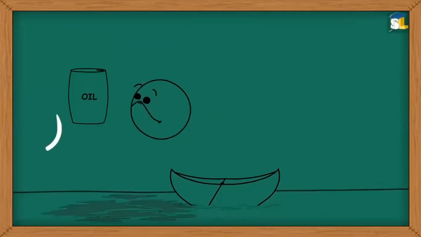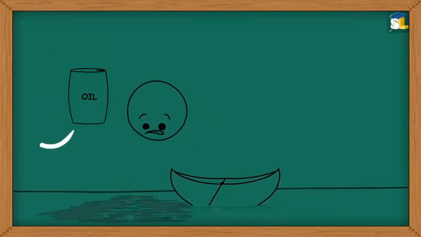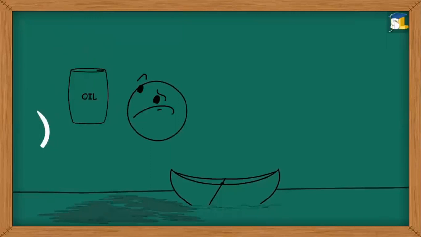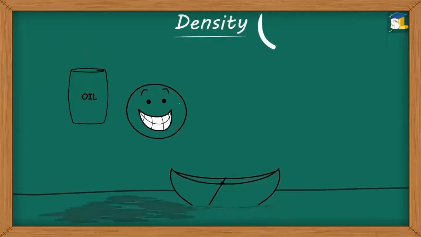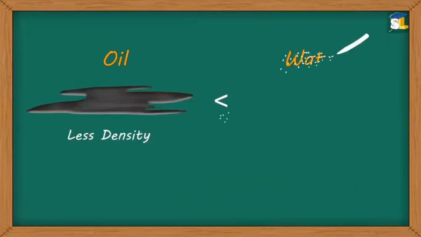Here, have a look. Oil is floating on water. Are you assuming that this is because of density? Yes, you are right. Oil has less density than water, hence it floats.